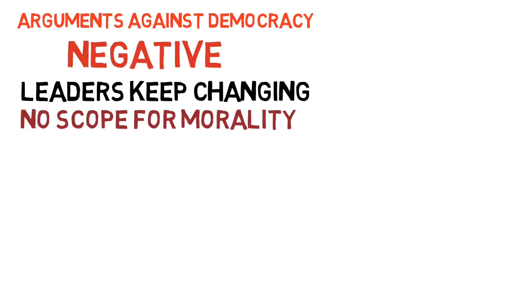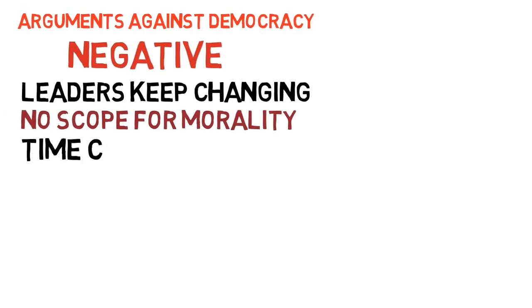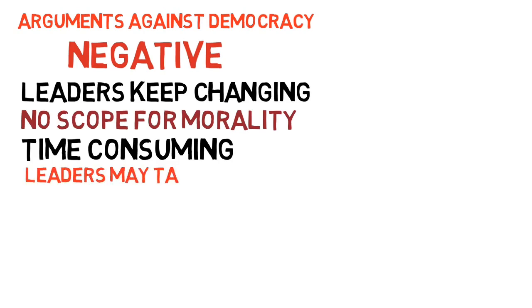The next point is no scope for morality. As it is a democratic government, people have the right to vote. Some illiterate people don't know what democracy is, so leaders may take advantage of it, and it leads to there being no scope for morality. It can be time consuming, as when they take a decision, they have to discuss it with a panel, and the discussion with the panel takes time.